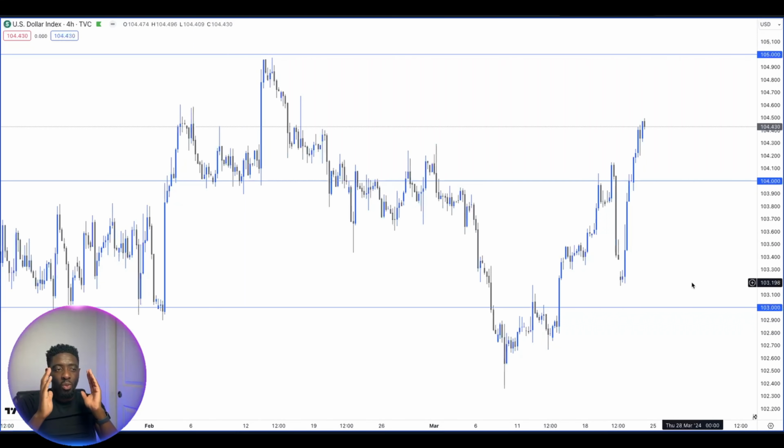So you're not stuck to one bias. And that's why for me, it's easy to take a buy, it's easy to take a sell. It depends on what price is doing, it depends on what price is telling me. And I don't get fixated on a certain bias and stuff like that.